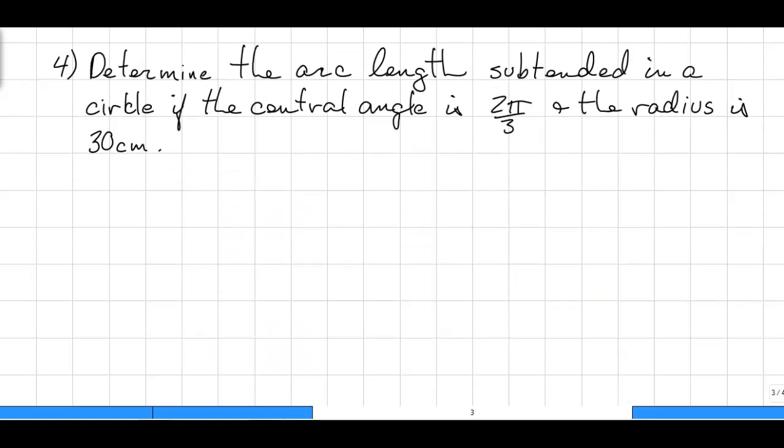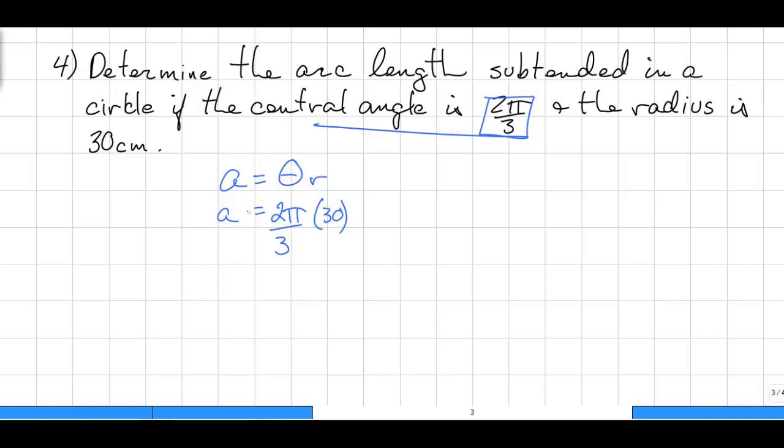Determine the arc length subtended in a circle if the central angle is 2 pi over 3 and the radius is 30 centimeters. So remember that arc length, we've got a formula for that, where A is equal to theta times r, as long as our angle is in radians. You won't always see a pi, but you can't see like 57 degrees. So if you know the central angle, plug it in. If you know the radius, plug that in, and that's going to give us our arc length. So 2 pi times 30 divided by 3, or 2 pi times 10, or 20 pi.